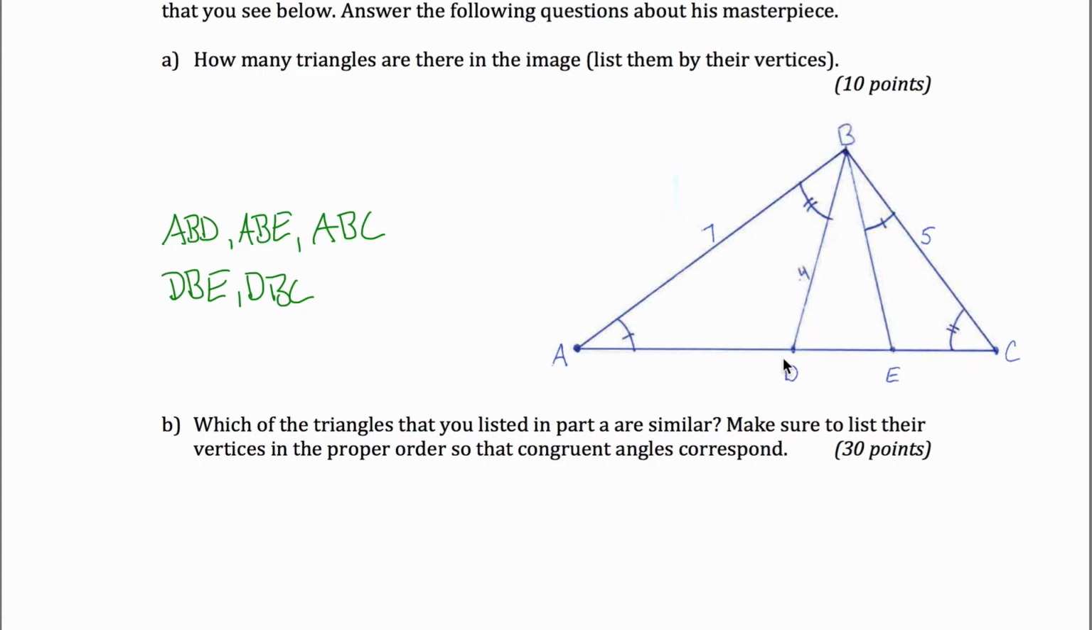What if I don't use A or D? Well, I guess I have this EBC. I think what I've managed to do is list all of my triangles. So how many are there? There are 6. And there they are.